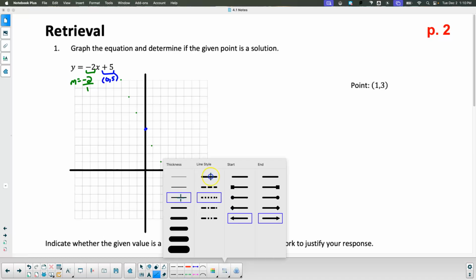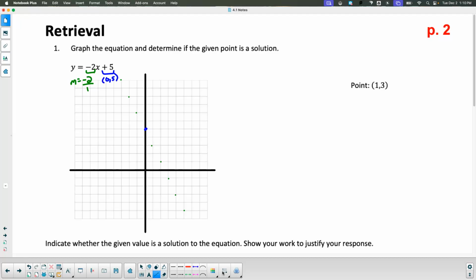Is this what our unit is on? No, it's just the start of our unit. We're going to get to putting multiple lines on there. Okay? So there is the line, the graph, if you will.